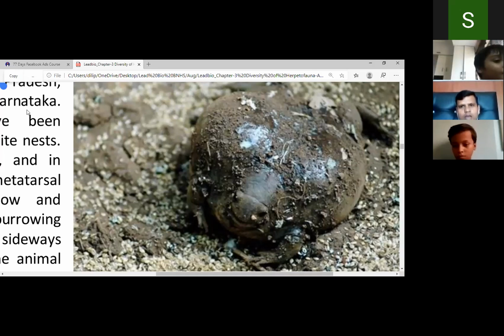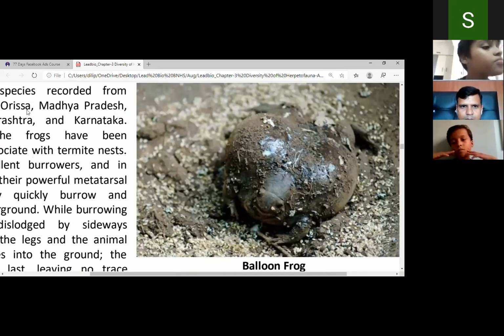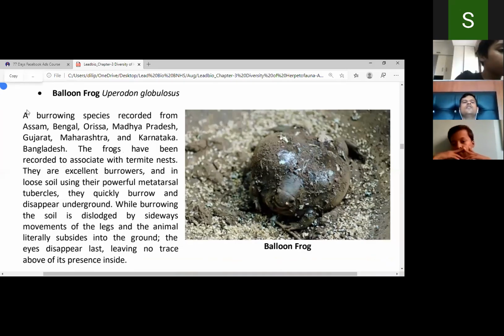It looks like a balloon by nature. And a lot of new species of these amphibians are discovered every year, even today, in Western Ghats and in other parts of the world.